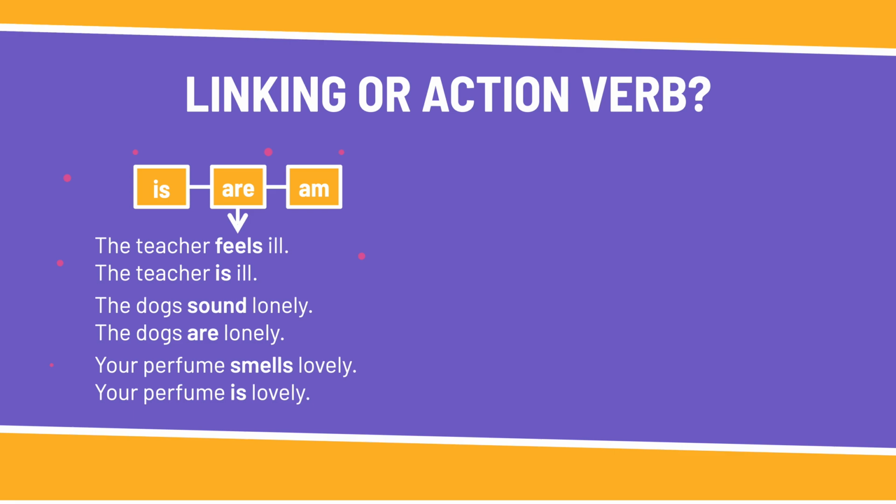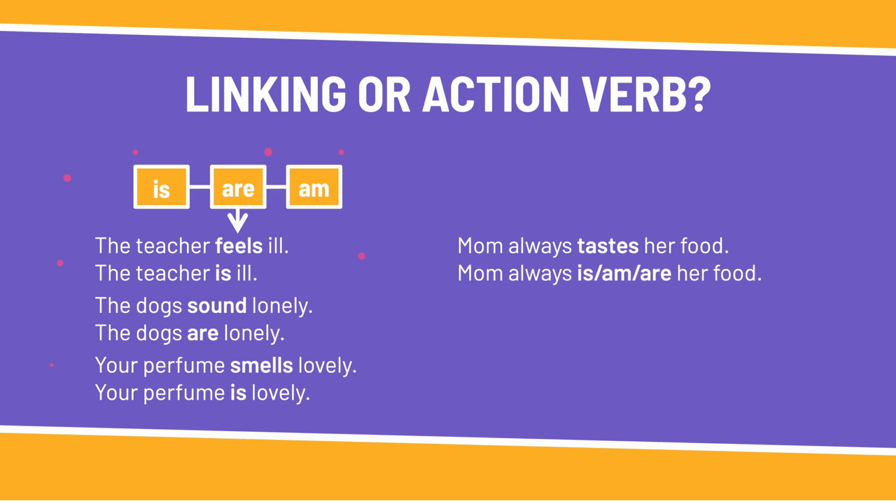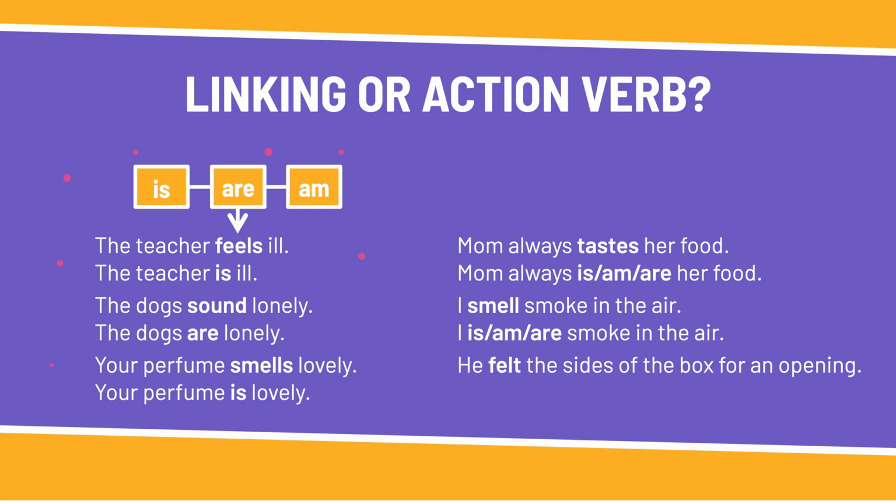Read the following sentences. Mom always tastes her food. Mom always is her food. I smell smoke in the air. I am smoke in the air. He felt the sides of the box for an opening. He is the sides of the box. Because the sentences with is, am, and are do not make sense, you know that tastes, smell, and felt are functioning as action verbs in the sentences.